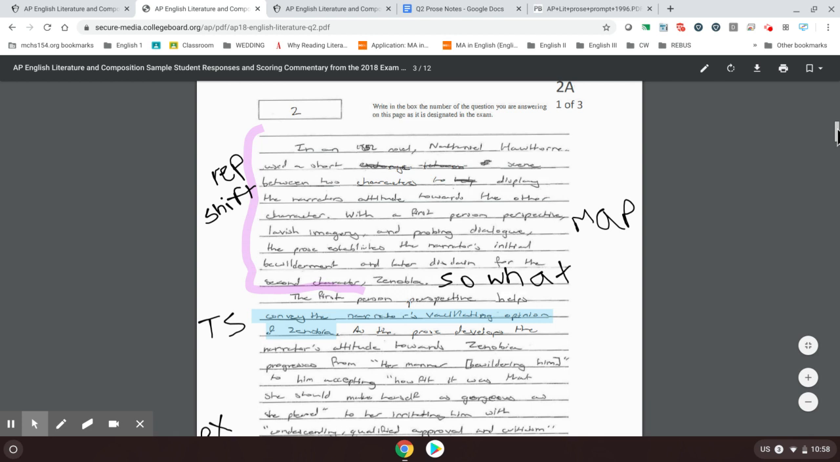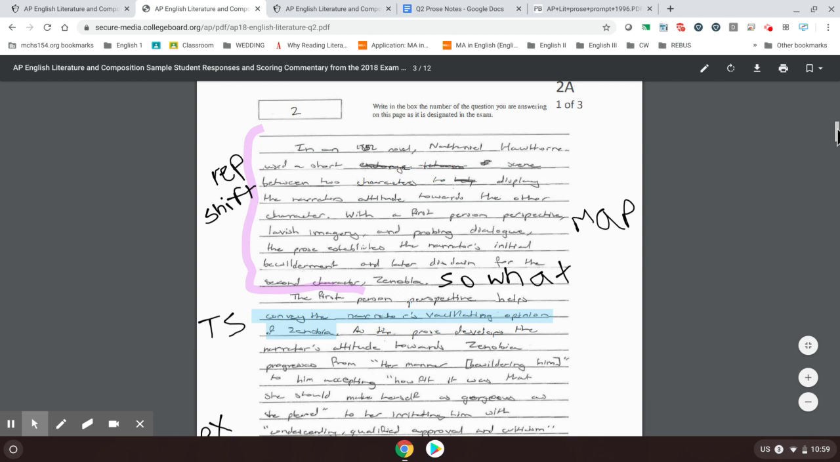All right, so the main sentence of this introduction is, "With a first-person perspective, lavish imagery, and probing dialogue, the prose establishes the narrator's initial bewilderment and later disdain for the second character, Zenobia." All right, so some of you enjoy using a thesis map. In other words, stating in your introduction what you will discuss in the rest of the essay.